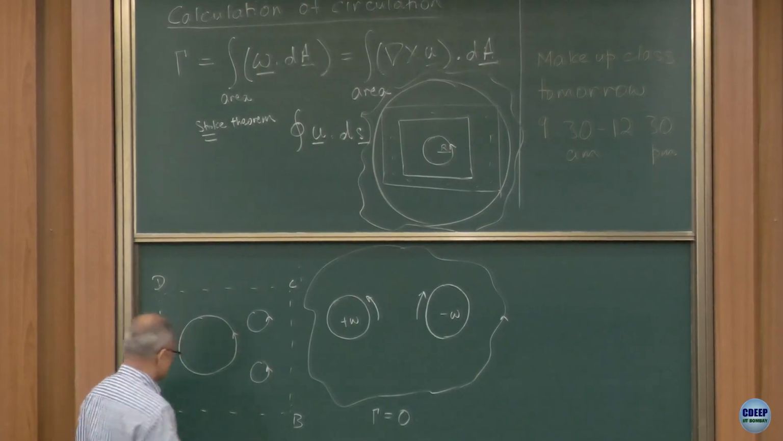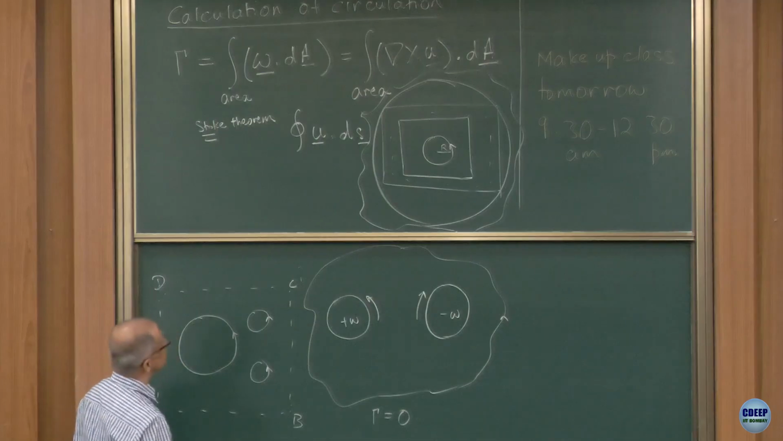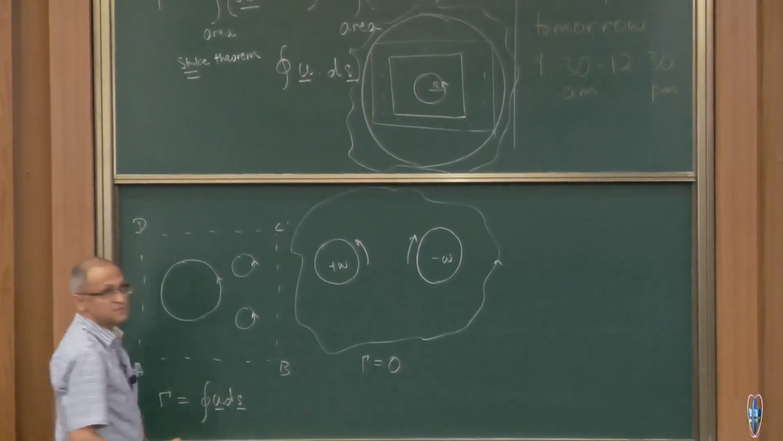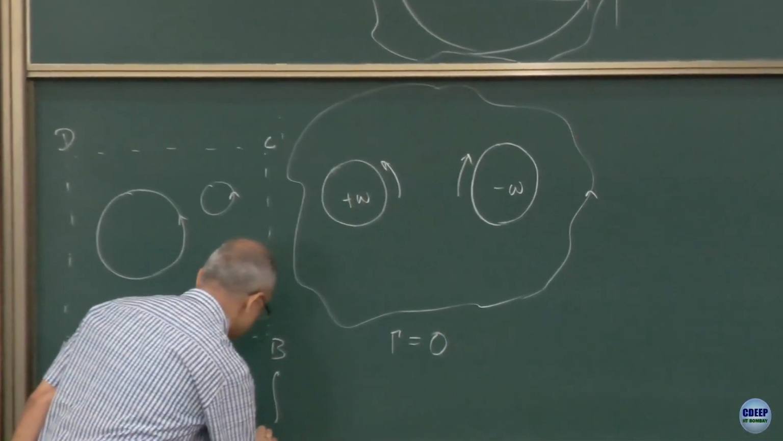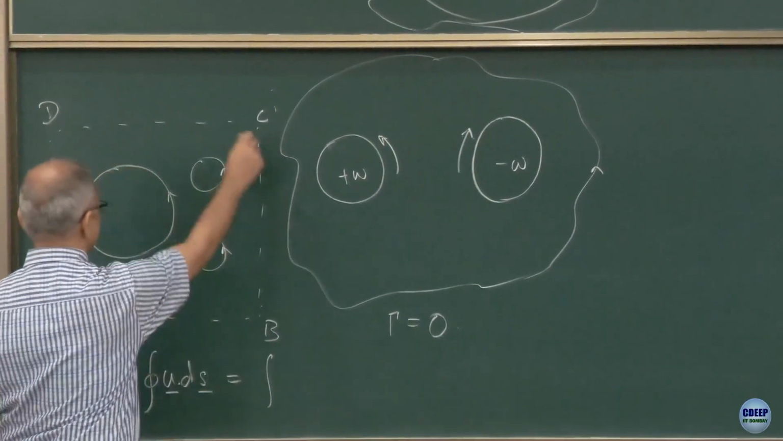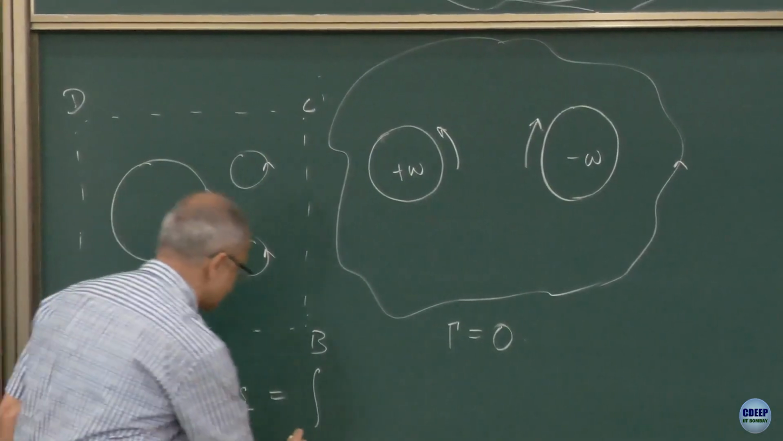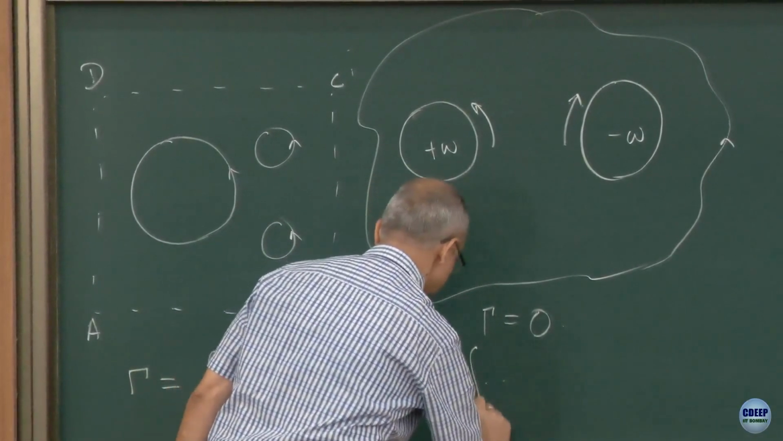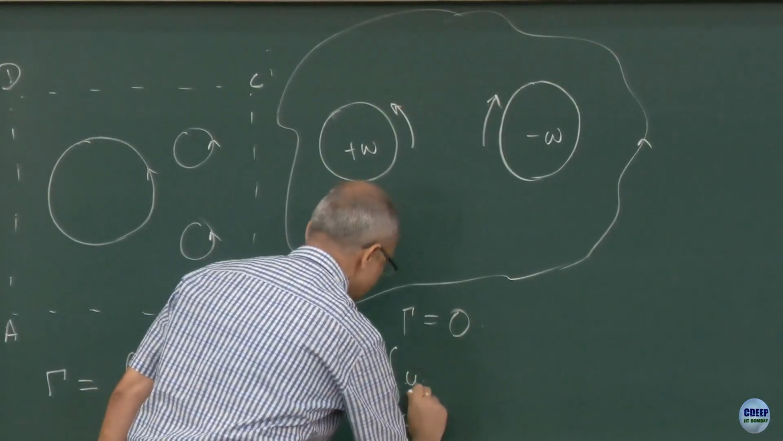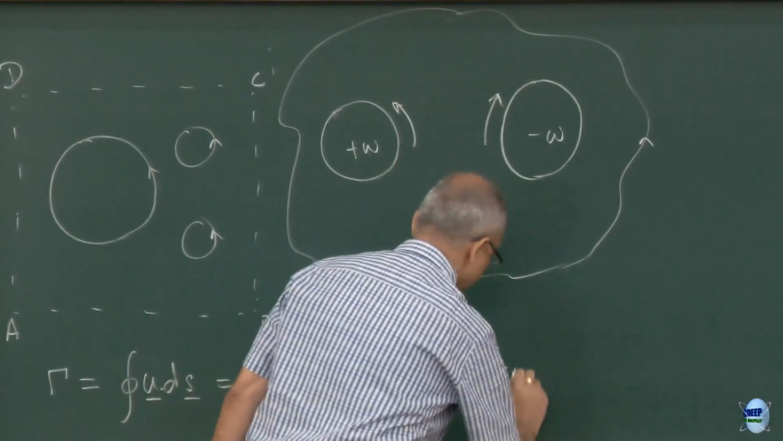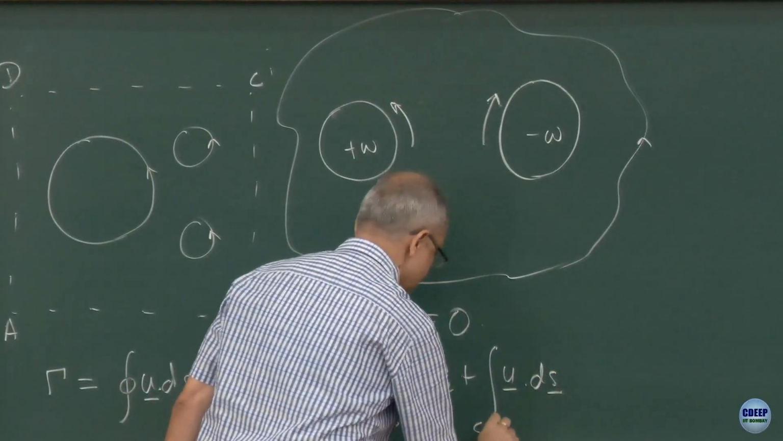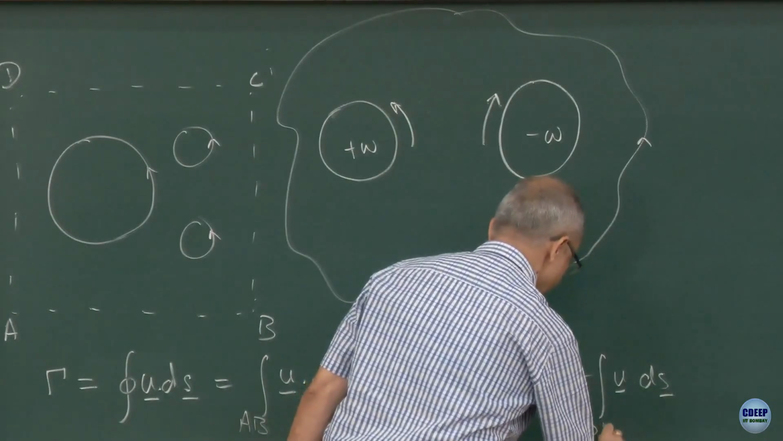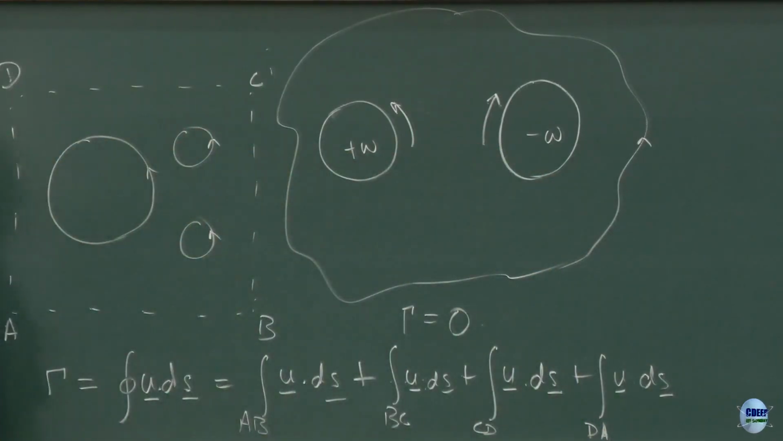So if I want to look at the circulation, what I will do is essentially u dot ds over this path, which is equal to an integral from A to B, the path being A, B, C, D, A. So this is an integral from A to B of u dot ds, plus the same integral over B to C, u dot ds, plus u dot ds from C to D, plus u dot ds from D to A. Okay, so this is how I'm completing my circuit.